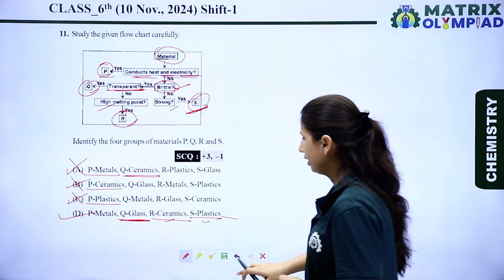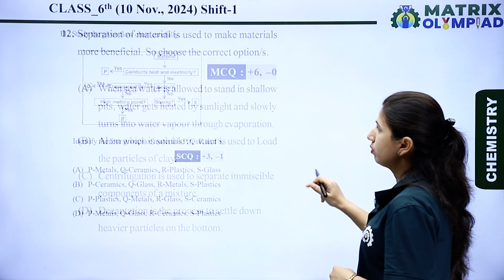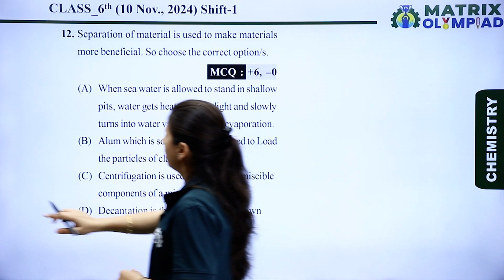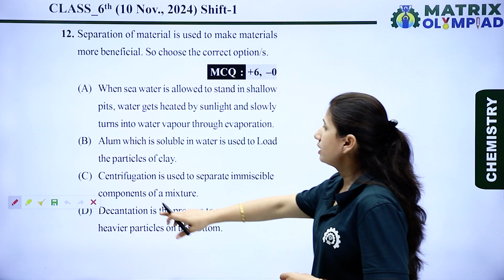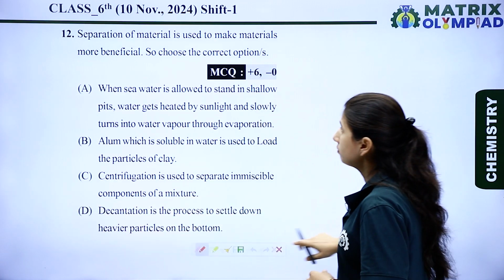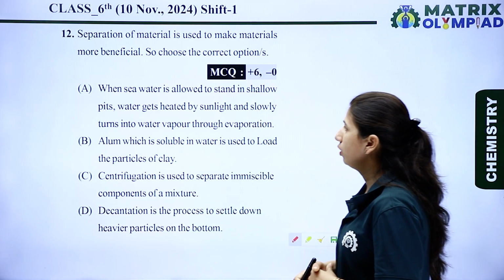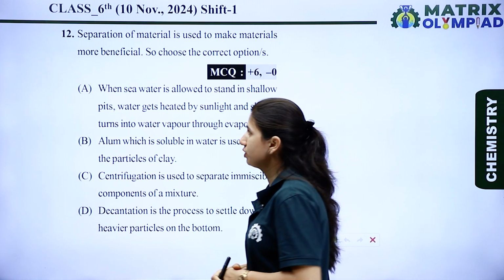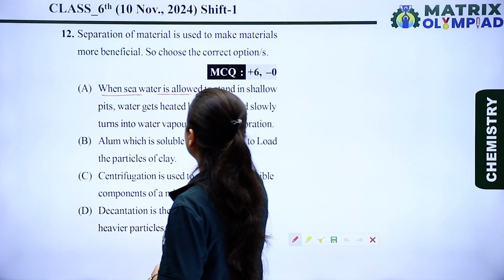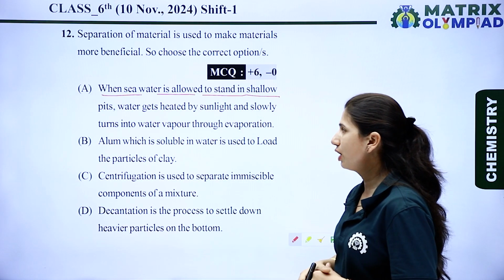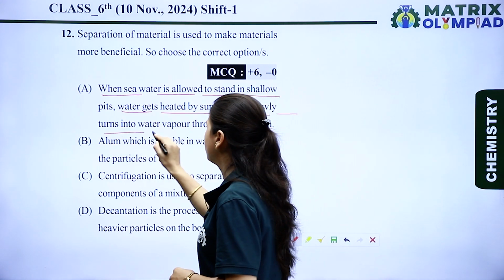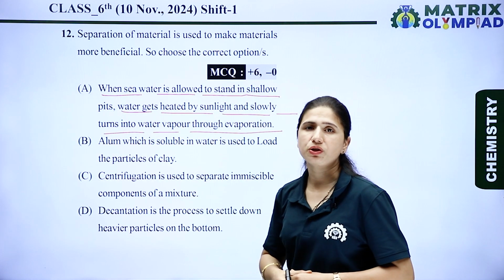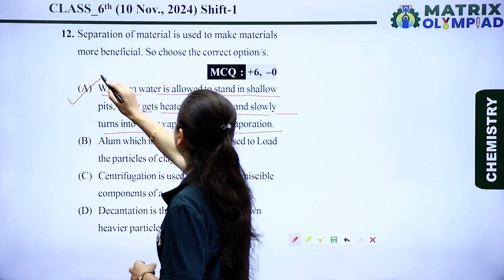Now let's see the next question. The next question is: separation of materials is used to make materials more beneficial. So choose the correct option. Now let's see the options. The first option: when seawater is allowed to stand in shallow pits, water gets heated by sunlight and slowly turns into water vapor through evaporation. Yes, it is completely a true statement.